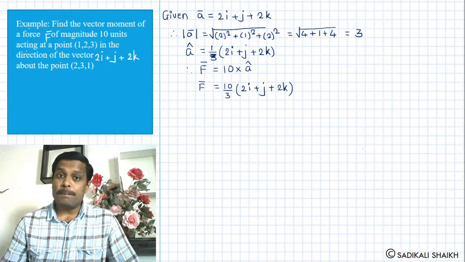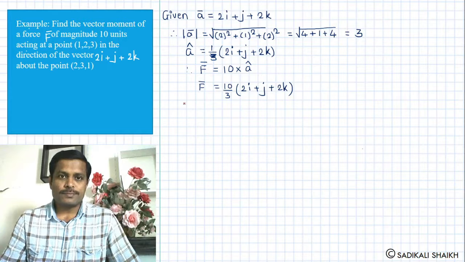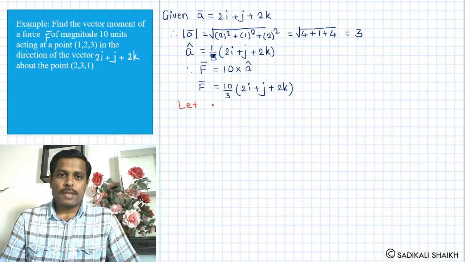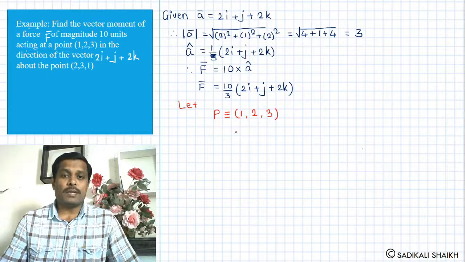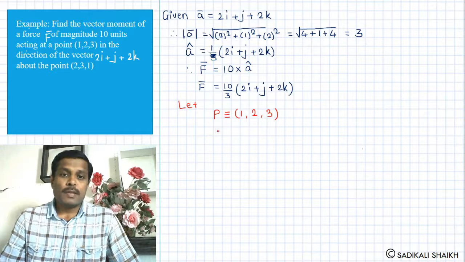So we give it P. So let capital P, whose coordinates are 1, 2, 3, and the point about which we take the moment, we will also name it, let us name it capital A, whose coordinates are 2, 3 and 1.